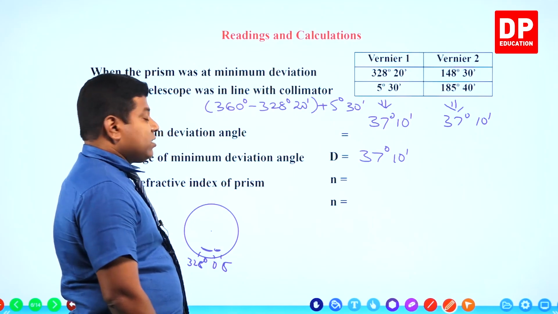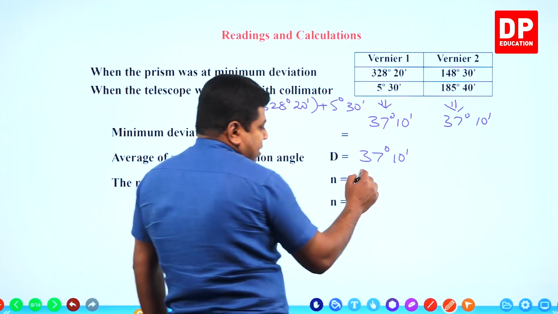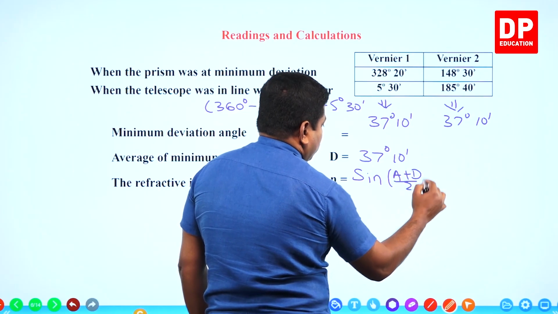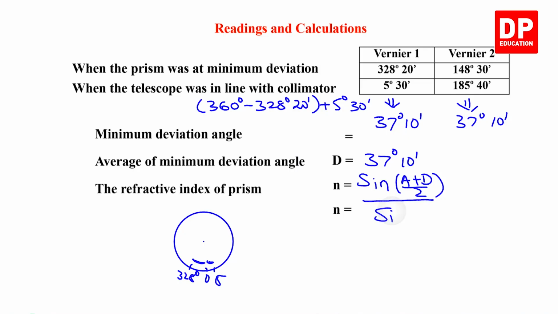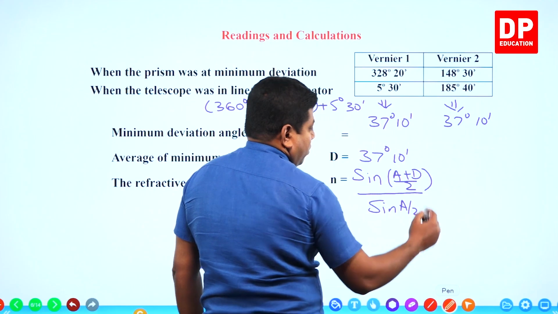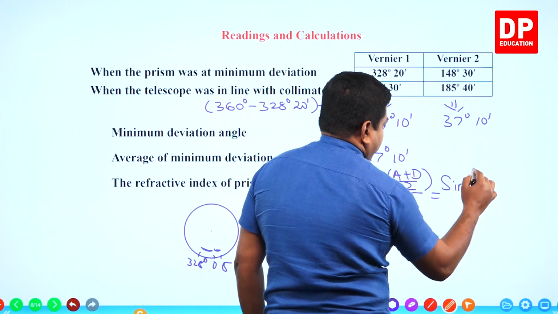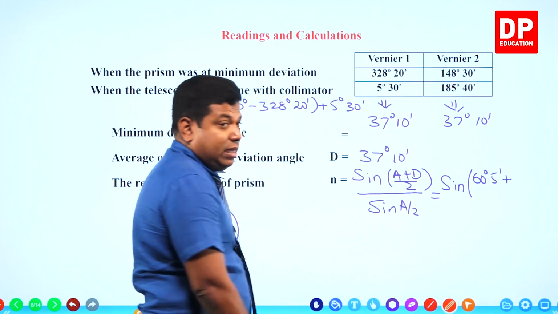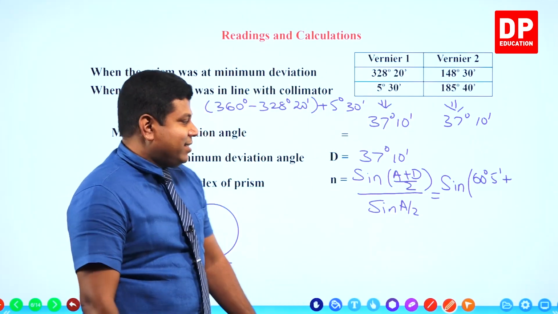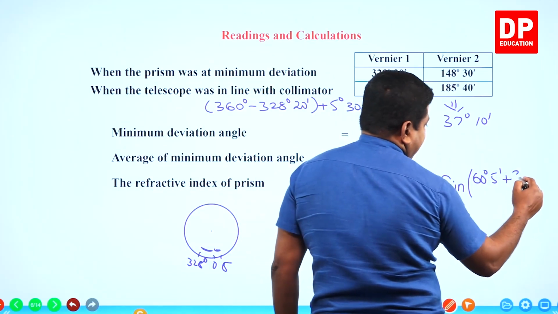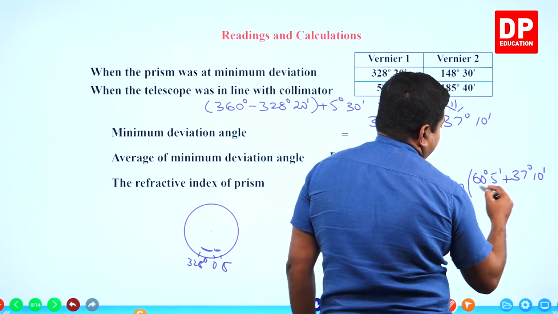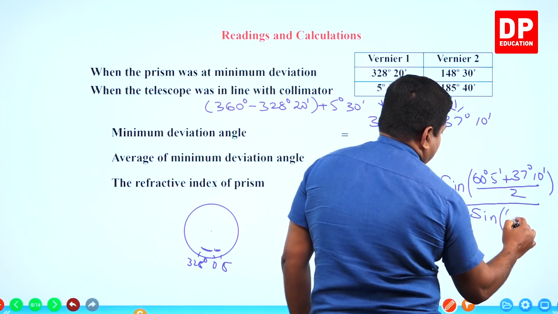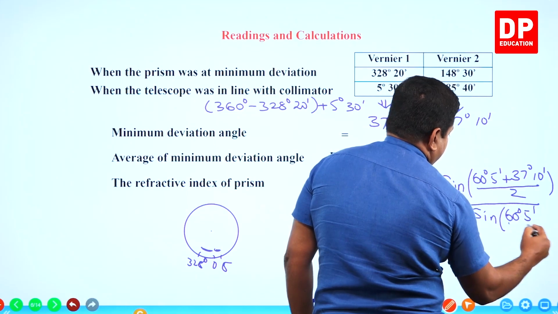The refractive index of the prism, n equals sine of (A plus D) by 2 divided by sine of A by 2. A we have got 60 degrees and 5 minutes. In the previous experiment we got A as 60 degrees 5 minutes. D is 37 10, by 2. Sine 60 degrees 5 minutes by 2.